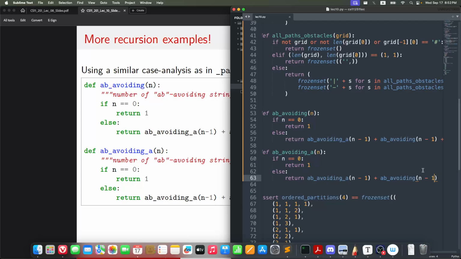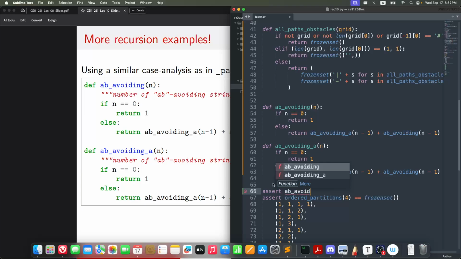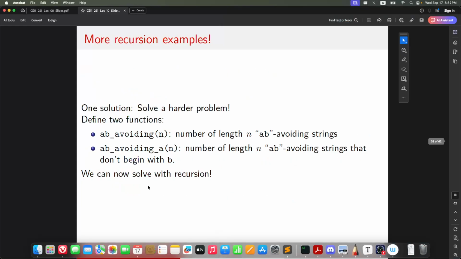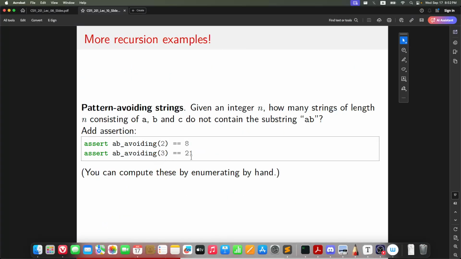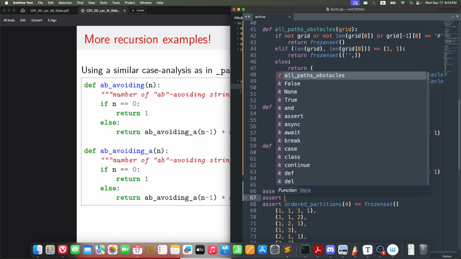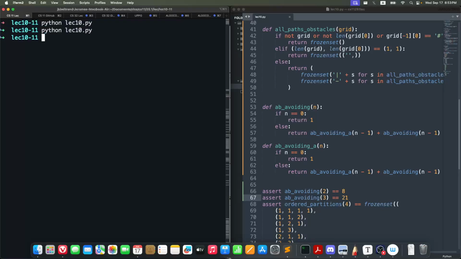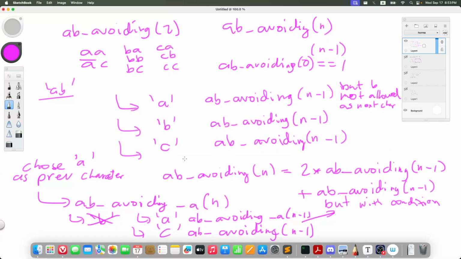And does this work? Let's assert that AB avoiding 2 is equal to 8. And AB avoiding 3 should be equal to 21. I'm not going to enumerate all of those strings. Let's see if it works. Alright, the assertions pass, but what's happening here?